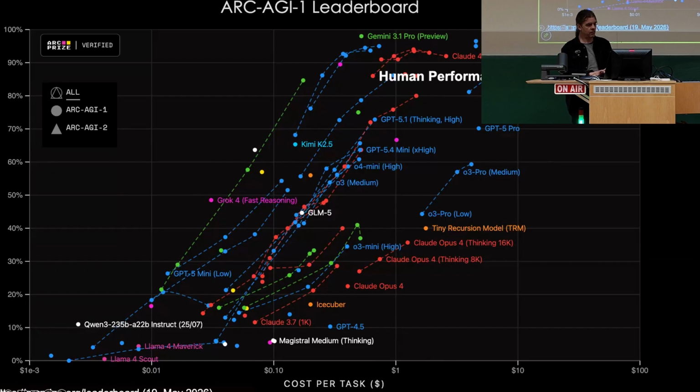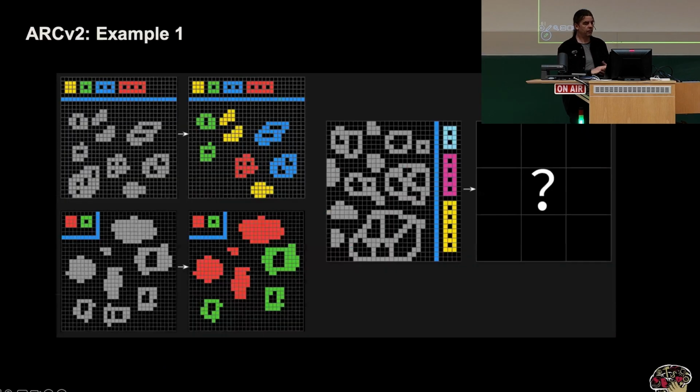This is just over 2 years. Basically, we have jumped from LLMs not solving this task at all to now solving these version 1 tasks. But what happened then is that we jumped to version 2, and this task got a little bit more involved, more complicated.